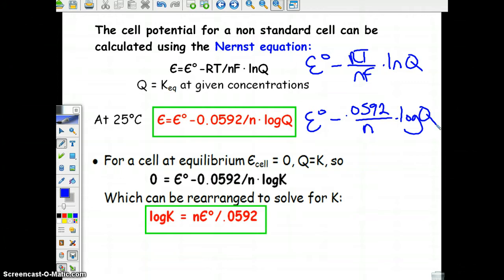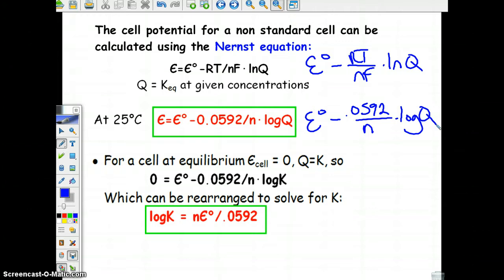If the cell comes to 0 and is done, remember every time you calculate the voltage, that's the voltage before you start. What happens to a battery as you use it? Eventually, it doesn't work anymore. It runs out, you have to recharge it or get new ones. The same thing happens here. When the chemical reaction inside your battery comes to equilibrium, you're no longer getting any voltage, and you're at equilibrium. So if we set that E to 0 and we change the Q to a K, we now have a relationship between E and log K.